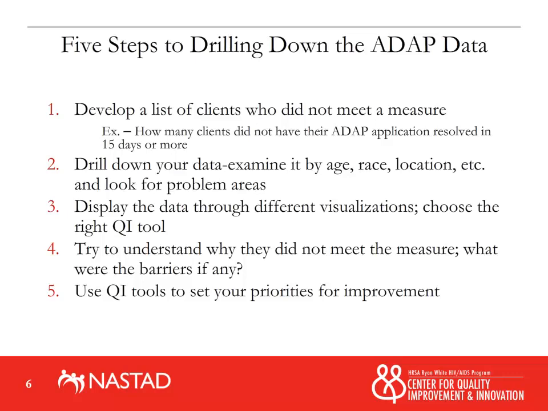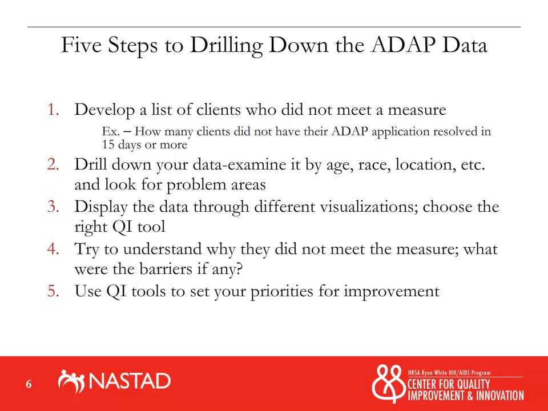Let's look at some steps in drilling down your ADAP data. First, you want to develop a list of clients who did not meet a measure. It's always helpful to do to get a better understanding. You then want to look at it by age, race, location. Look for the things that you find pertinent that continuously come to light in your program. You want to display your data through different visualizations. That really is incorporating the right QI tool for what you're doing. Visualizing data makes it a lot more understandable for people, for key stakeholders, to be involved in your improvement efforts.